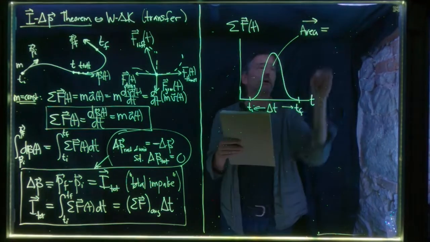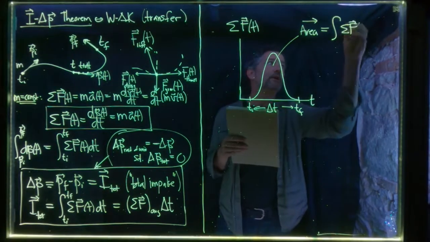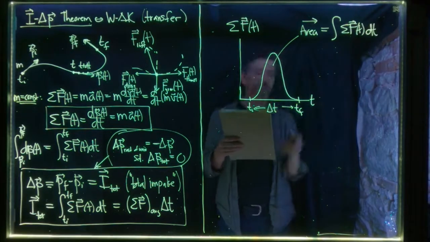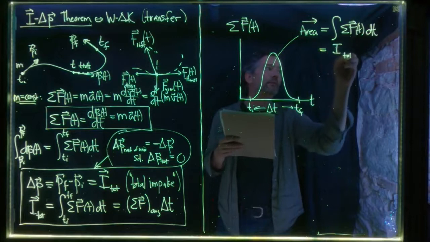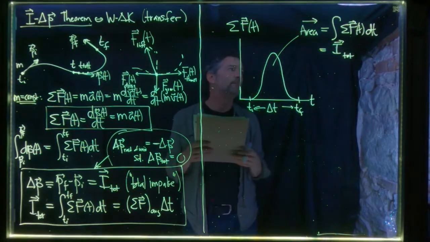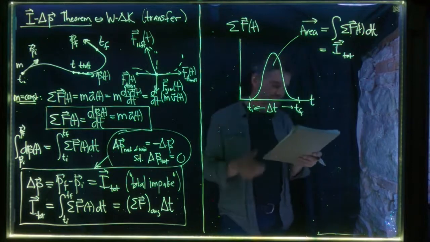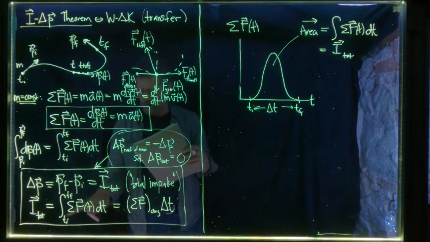So that area under the curve, what is it? What you do is you take the x or the y or the z component of the force, and you integrate that over time. And that area is the total impulse, the total amount of momentum transferred to that object by that net force. And then, what's this idea?